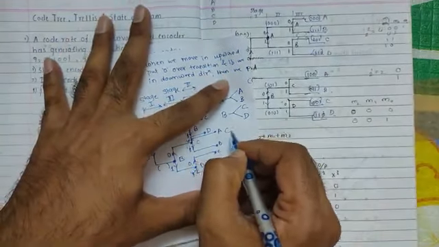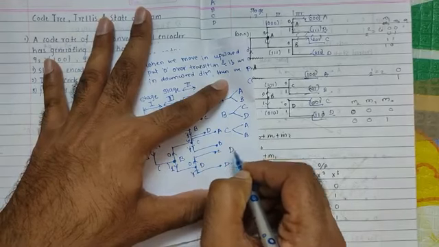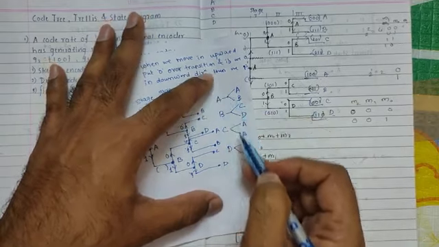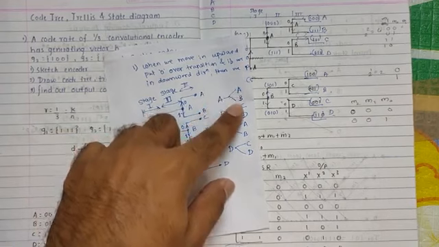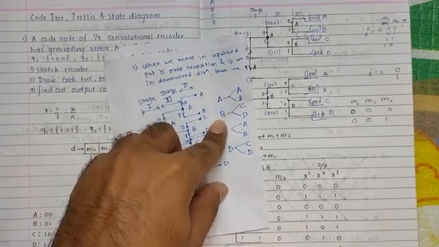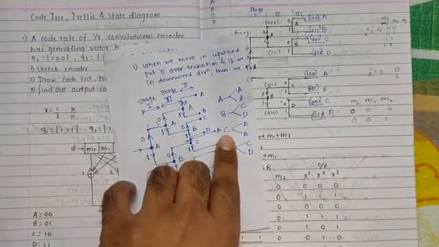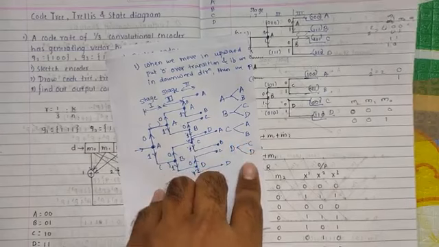Now similarly, from C there are only two ways, C to A and C to B, and from D there are only two ways, D to C and D to D. So you need to keep this in your mind. If the initial state is A, the next state will be A and B. If the initial state is B, the next state will be C and D. If the initial state is C, the next state will be A and B. If the initial state is D, the next state will be C and D.